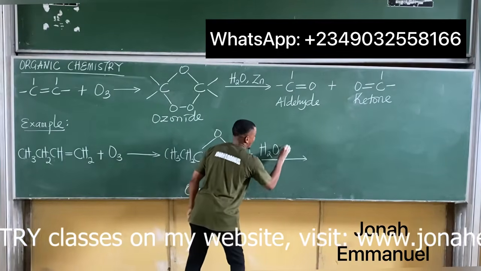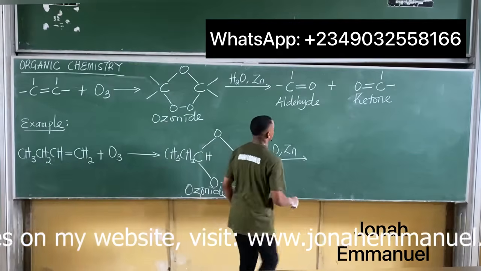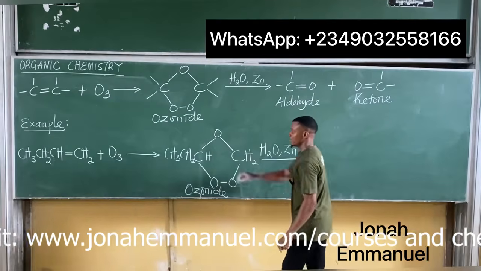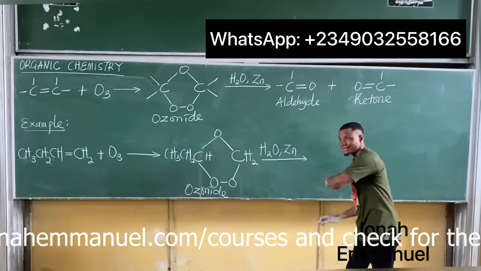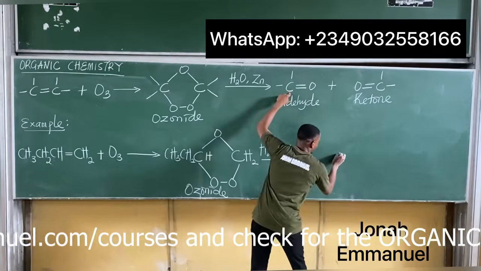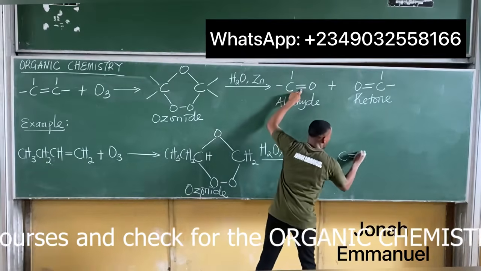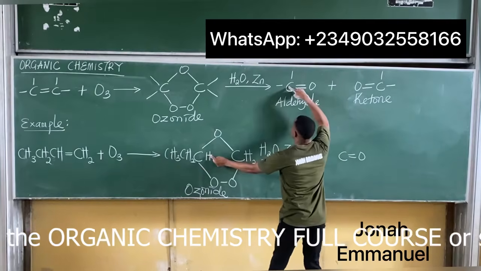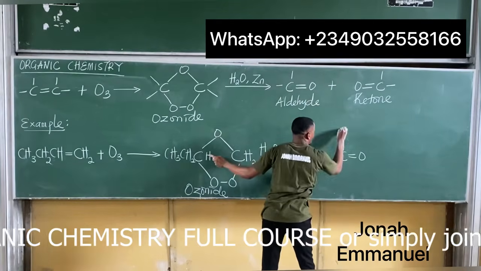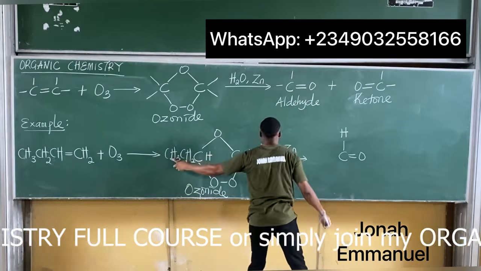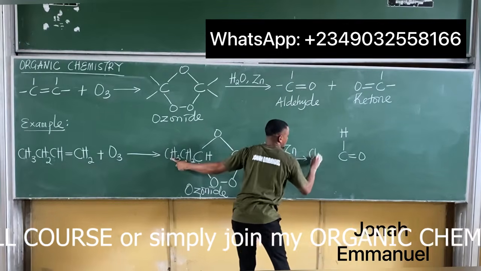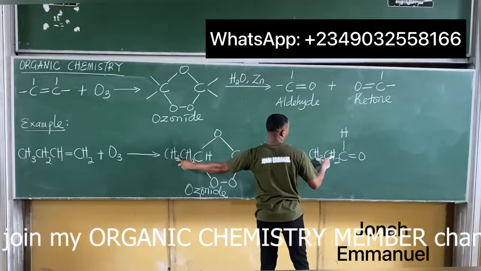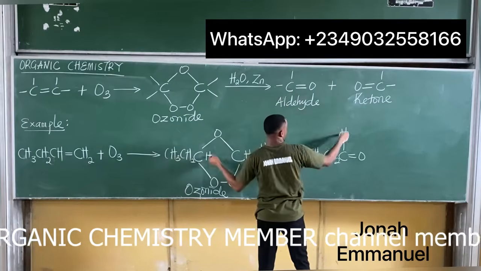Then H2O and Zn to give you, listen up, this same thing will still come to play again. I'm having C connected to O. Now listen, this C has one hydrogen. This H takes one part up. The other alkyl group gets fixed here, so it becomes CH3, CH2. Please see the same thing. CH3, CH2 fixed here. This H goes up.